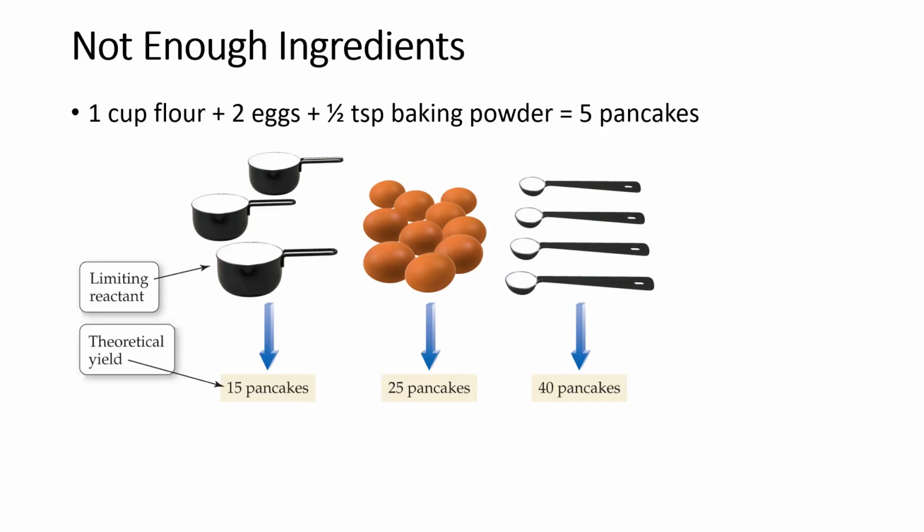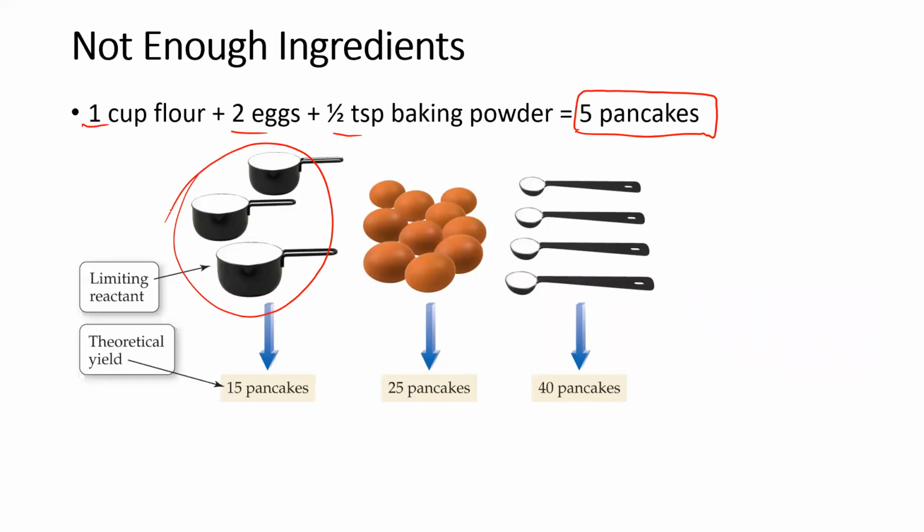So we know that we can get 5 pancakes with 1 cup of flour, 2 eggs, and half a teaspoon of baking powder. Now, just like in the real world, if you go into your cupboards, you may not have these perfect 1 to 2 to half ratios to give me 5 pancakes. So maybe you have 3 cups of flour.